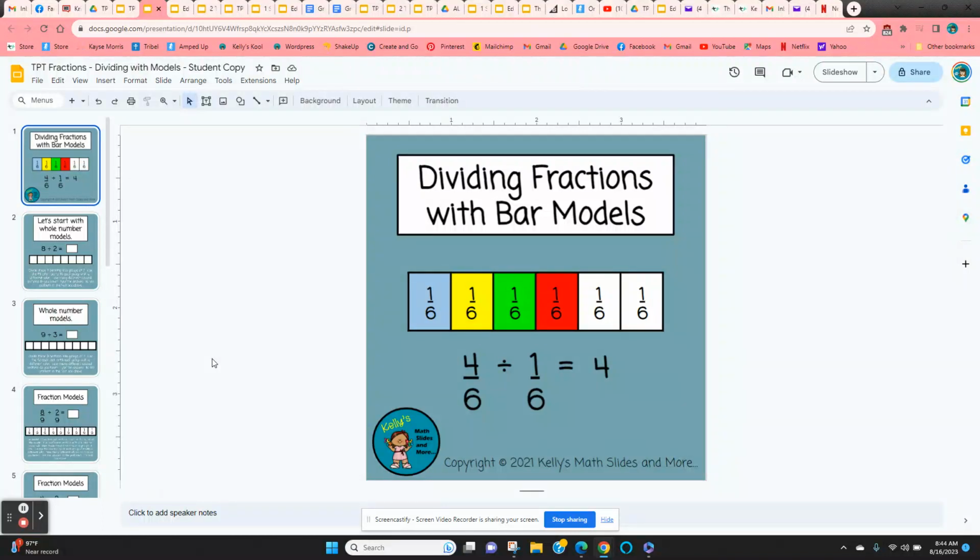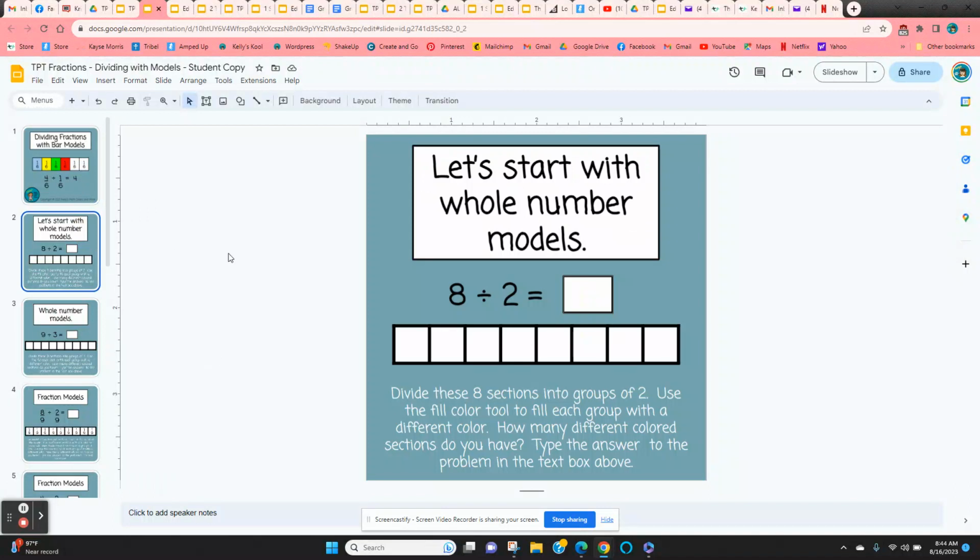Dividing fractions with bar models. This is a digital lesson, and it starts with whole number models so students can get the hang of how this works. So we've got just a basic 8 divided by 2. So you've got 8 sections in this bar model, and you're going to divide them into groups of 2.